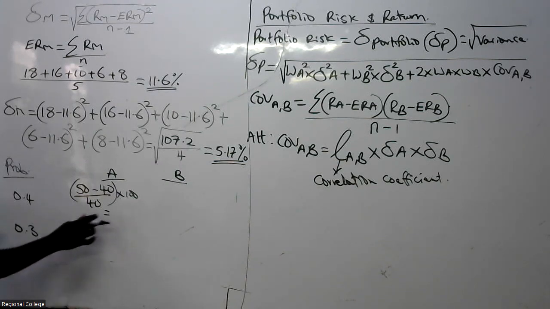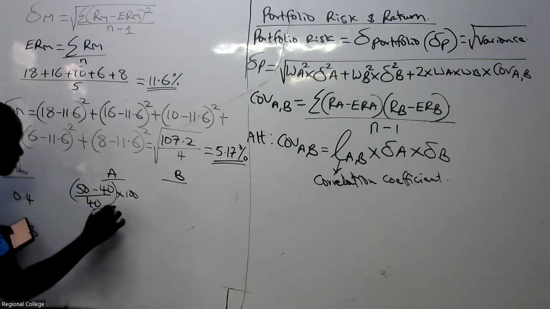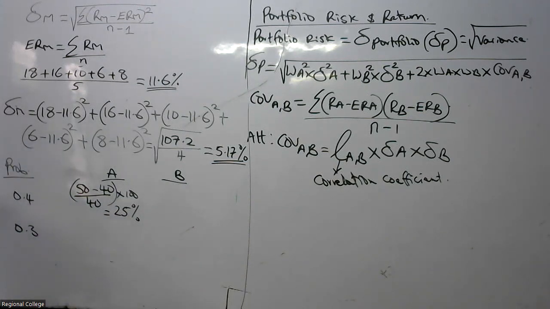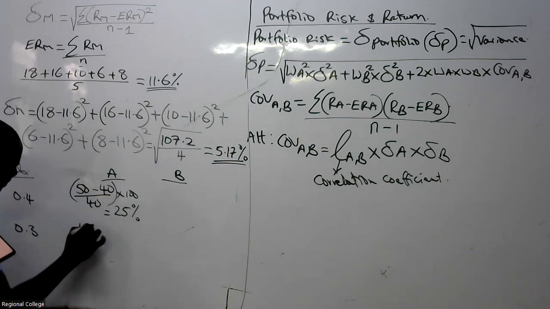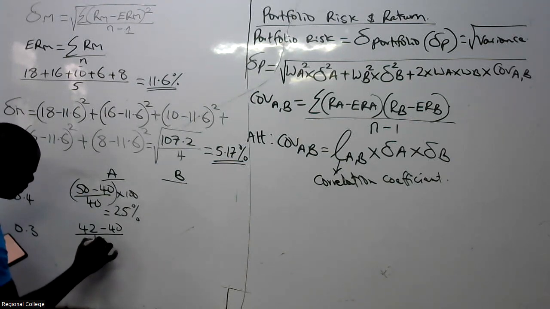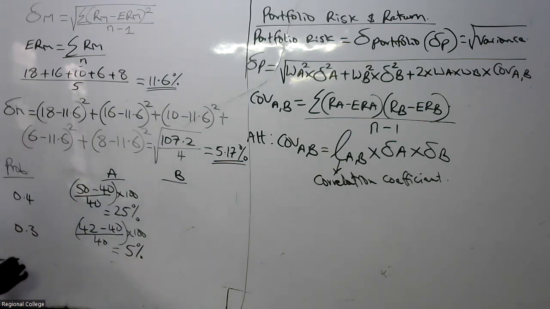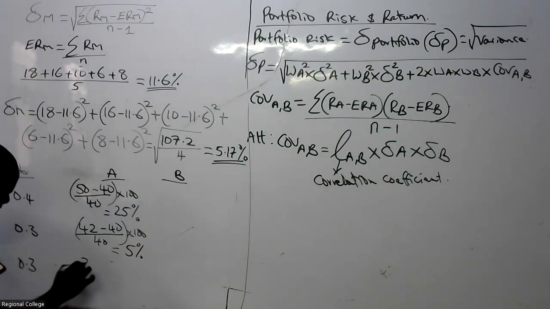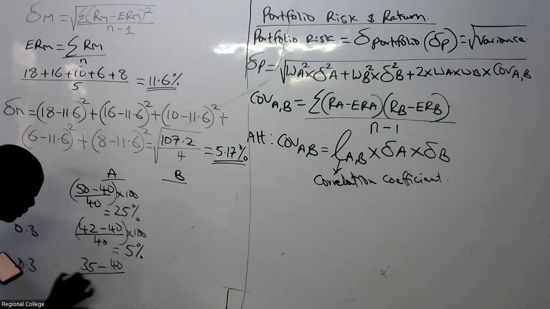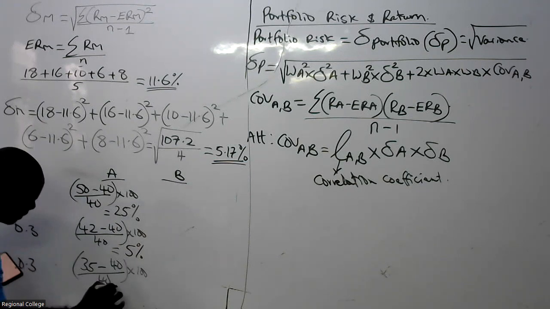Probability equals 0.3. This is how much? 10 over 40. A quarter, the 25%. Probability equals 0.3. The new price is? Is it 42? The old price was 40. So that becomes 2 over 40 times 100, so 5%. Probability is 0.3. The new price is 35, the old price was how much? 40 over 40 times 100. Negative of?